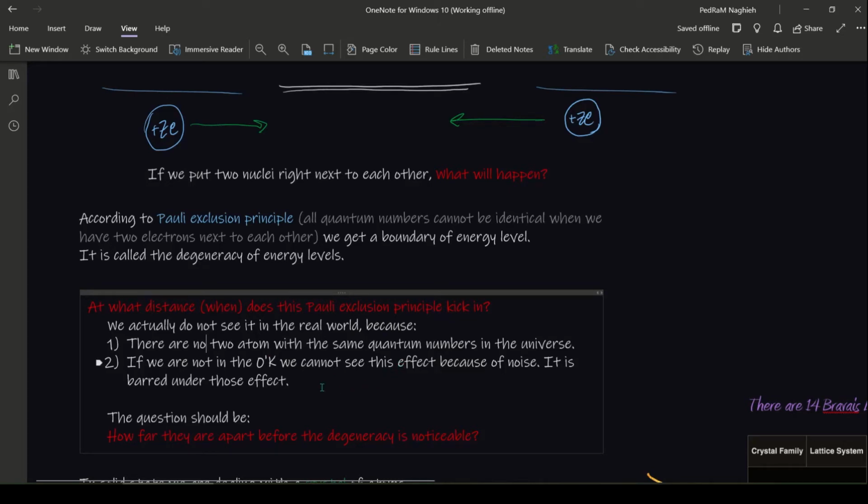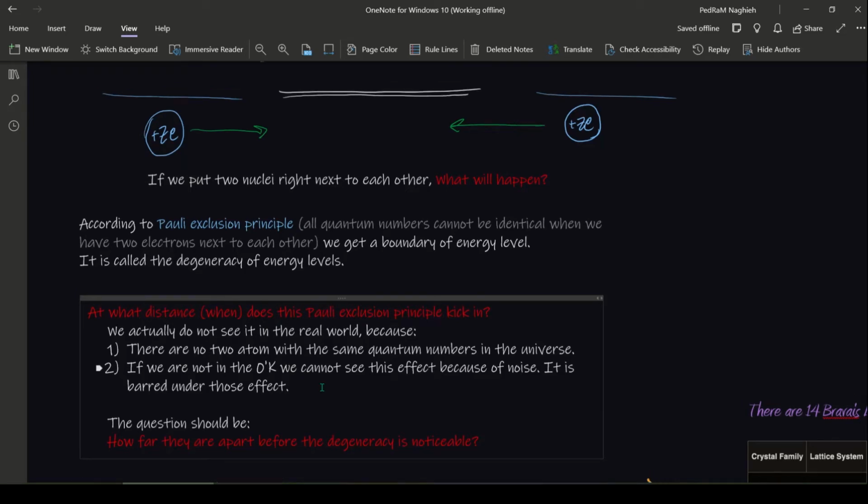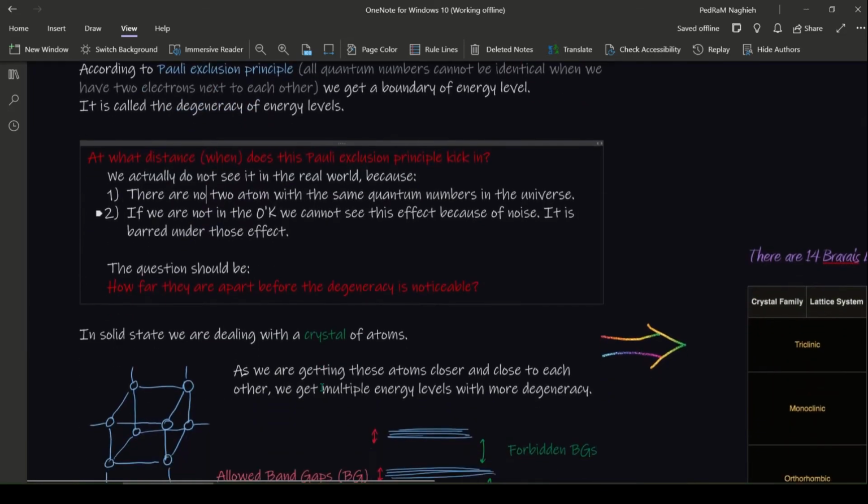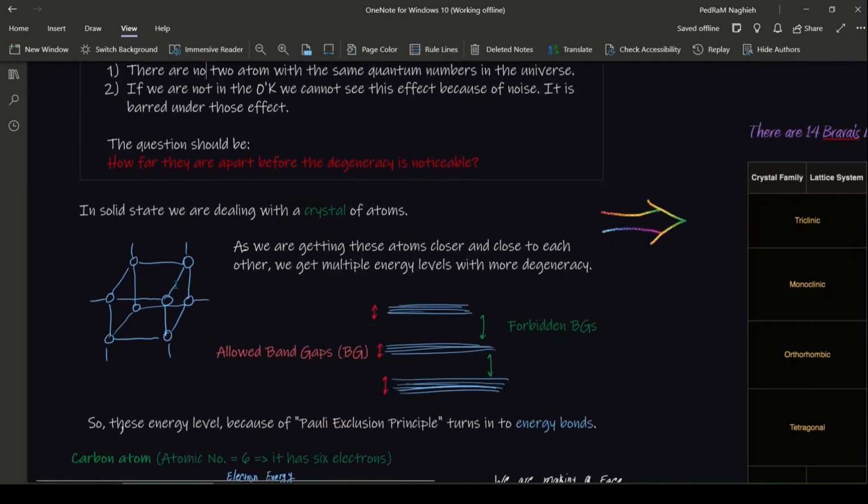It is buried under these effects. The question should be how far apart they are before the degeneracy is noticeable, right? So, since we are operating in solid state, we are dealing with crystal atoms, all right? And crystal atoms are stuff like that.